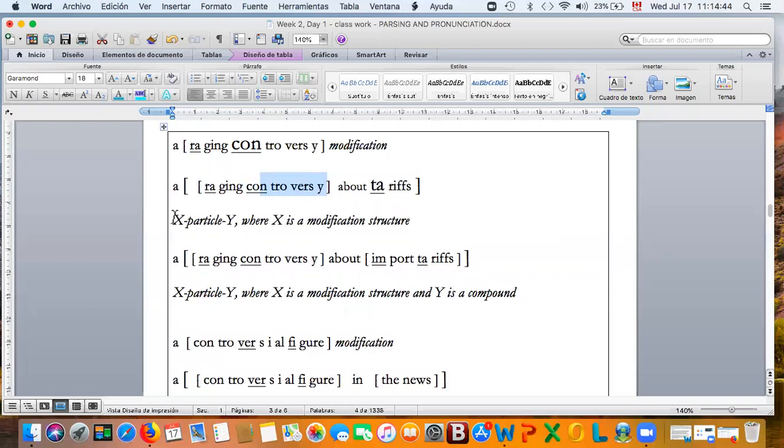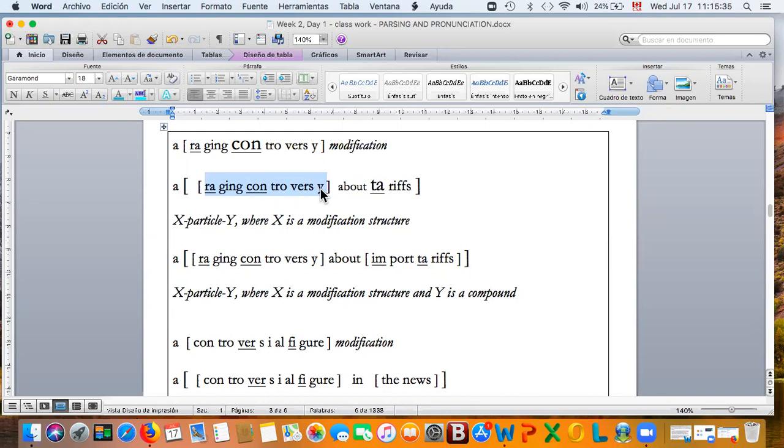Because it's X in an X particle Y construction. So we have X controversy modified by raging, and all of that is the first member of the X particle Y construction. How do we do that? A controversy about tariffs. Well, that's easy enough because we have middle, low, and high. But what about if controversy is itself modified? Well, we could do it in two ways. We could keep these two, raging and controversy, at the same level of accentuation. And that's what we will do.